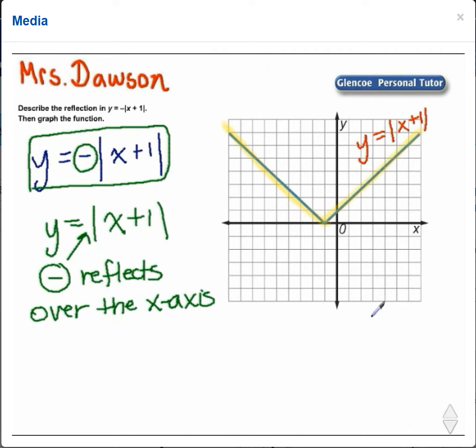However, if we want to graph y equals the opposite of the absolute value of x plus 1, it takes every point and reflects it across the x-axis. So this point stays the same since it's on the x-axis. This one is reflected, this one reflected. This one, notice that the distances remain the same from the x-axis, and the same thing's true over here.